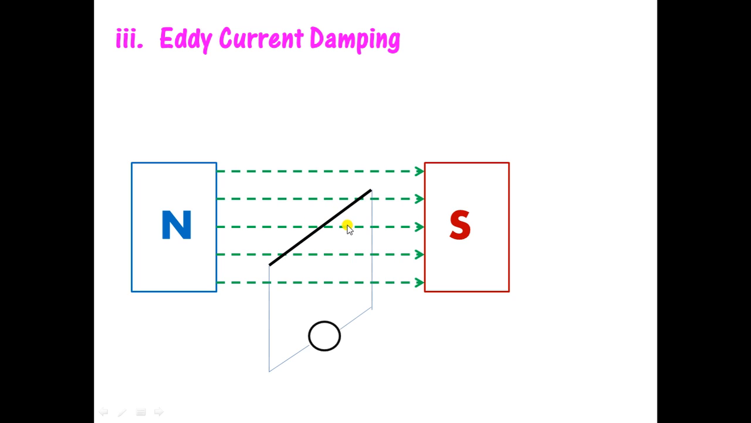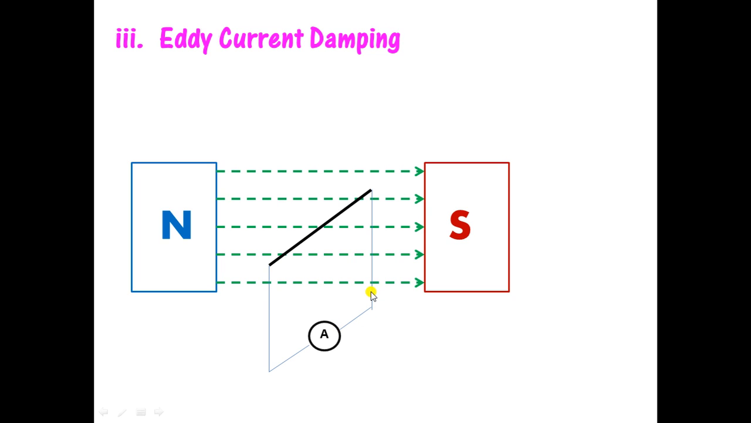Now if there is a closed loop path provided for this conductor, the induced EMF will produce an induced current to flow through the loop, and this current can be measured here, and this current is called as eddy current. So what is eddy current? If a conductor moves in a magnetic field, an EMF is induced in it, and what does that EMF do? It produces a current, and that current is called eddy current.